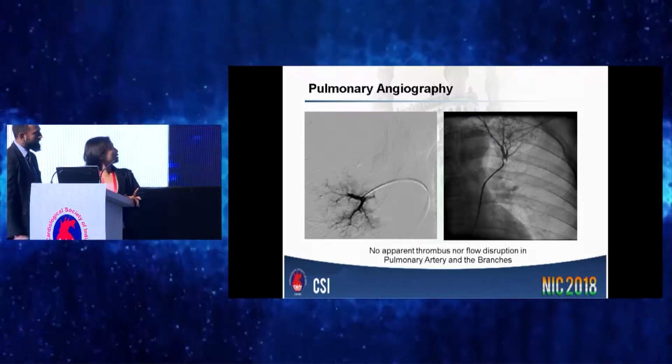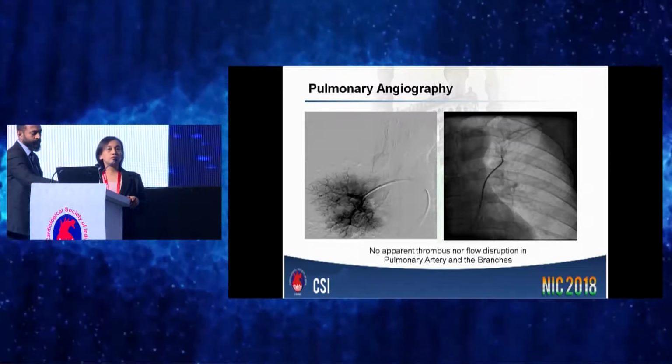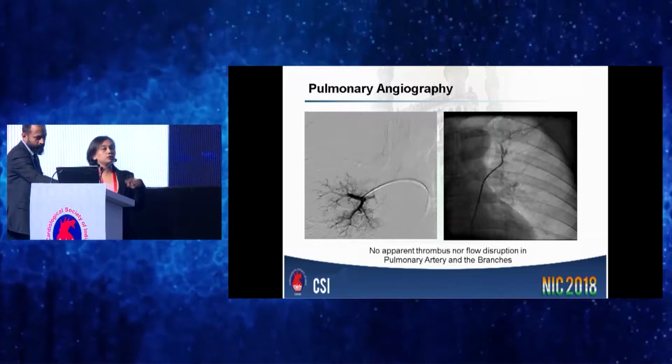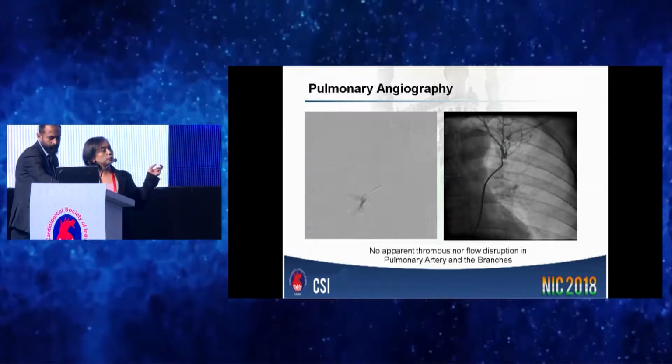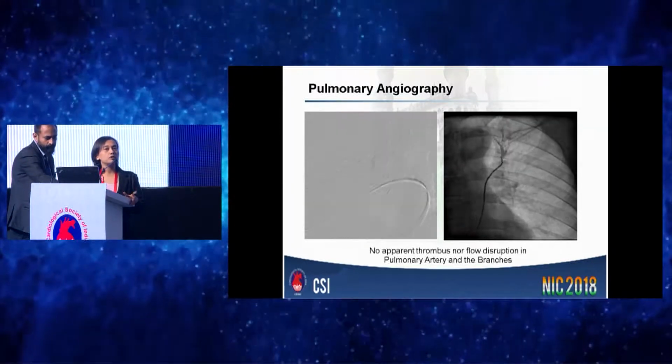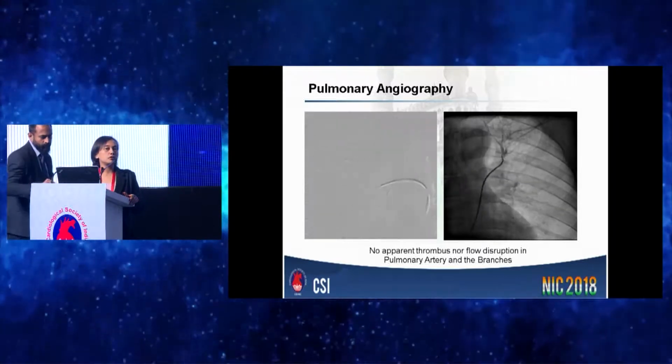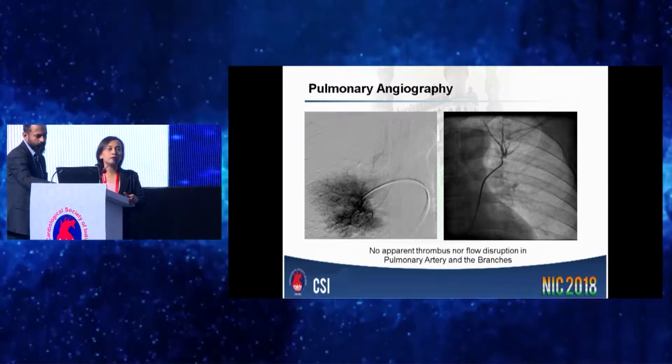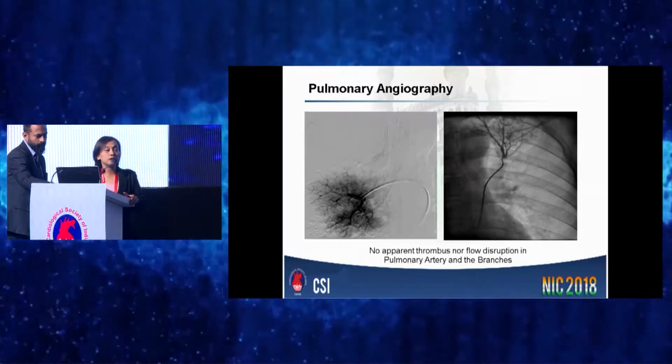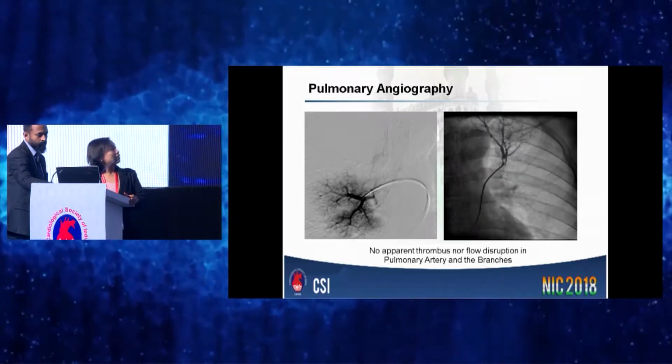Next. So we advanced the catheter using just a normal wire into the pulmonary artery, and we confirmed that there was no appearance of thrombus in the main pulmonary artery, in the bilateral pulmonary arteries, and all the branches.